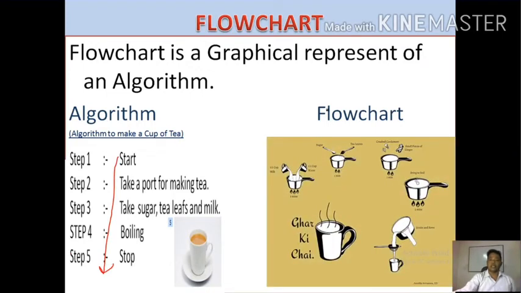The same thing is the flowchart. These are the steps written in general English statements, and these are the graphical representation. First this is the start, then step 1, step 2, step 3. So this is the pictorial form, and you will easily understand by using this. This is the example of a flowchart. Again, a flowchart is a graphical representation of an algorithm.